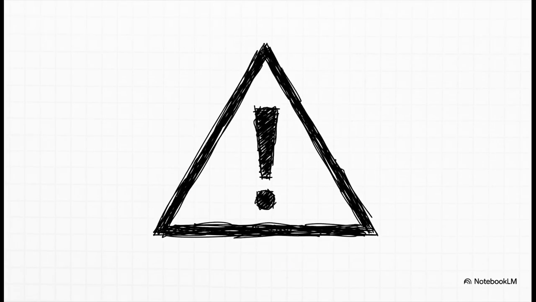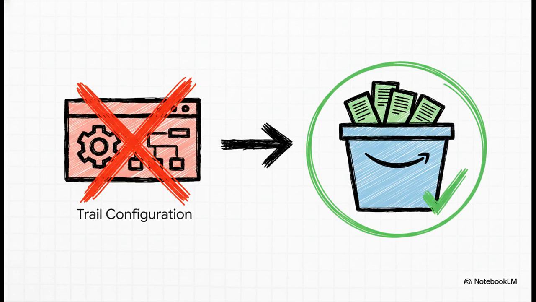But I do want to talk about deleting a trail for a moment. There's a huge gotcha here that you absolutely need to know about. Listen up, this is absolutely critical. Deleting the trail only removes the configuration. It does not delete the logs themselves. All those log files that are already sitting in your S3 bucket, they stay right where they are. This is actually a feature designed to preserve your audit history, but it does mean you're still responsible for managing that data and its storage costs.